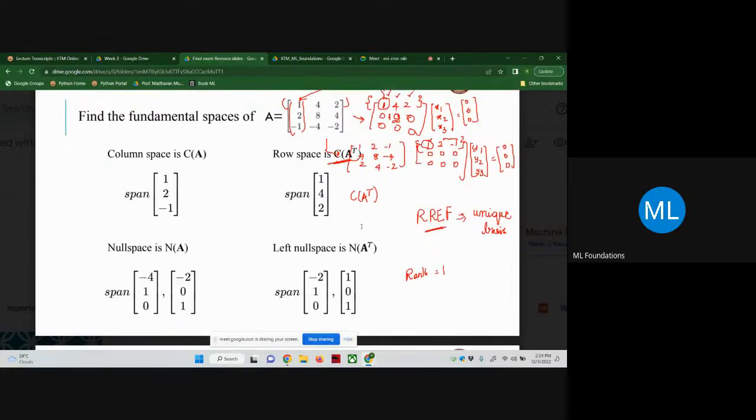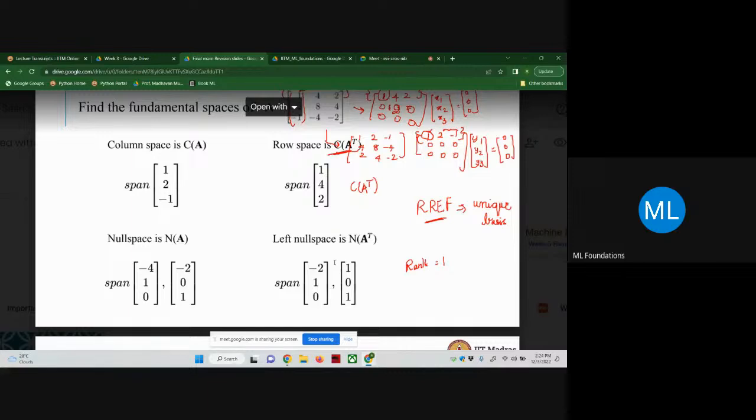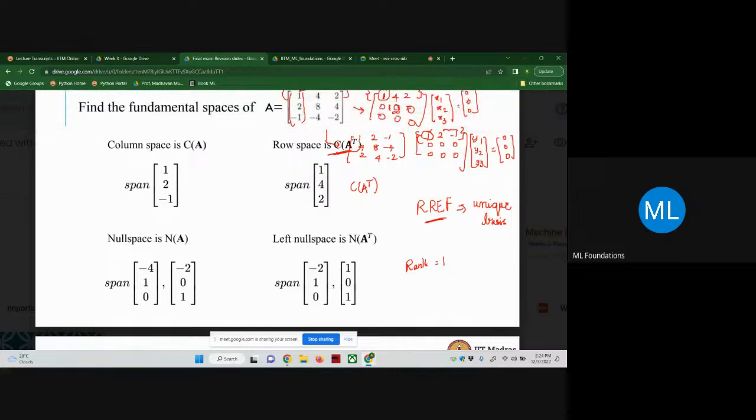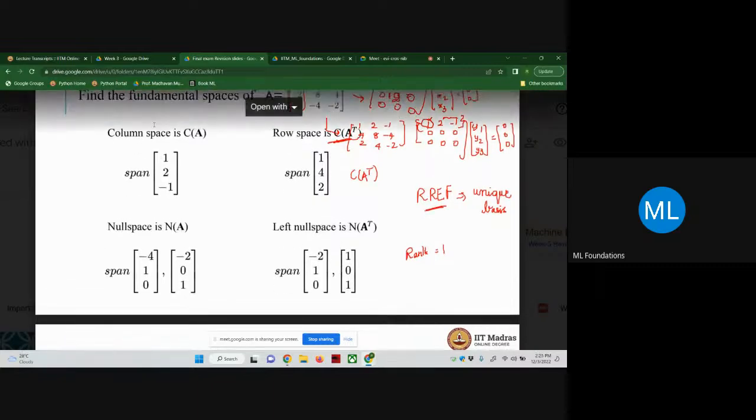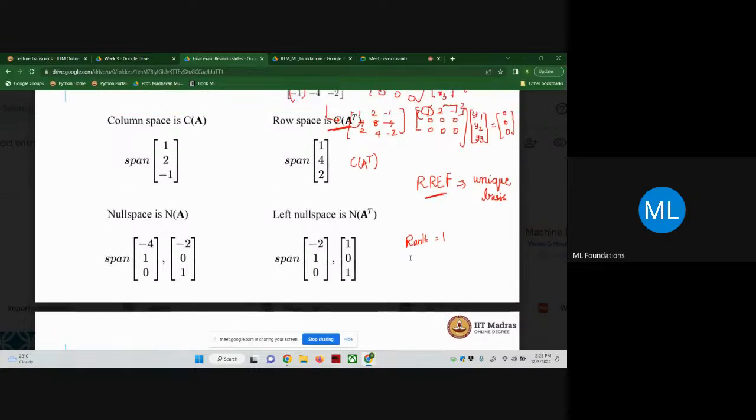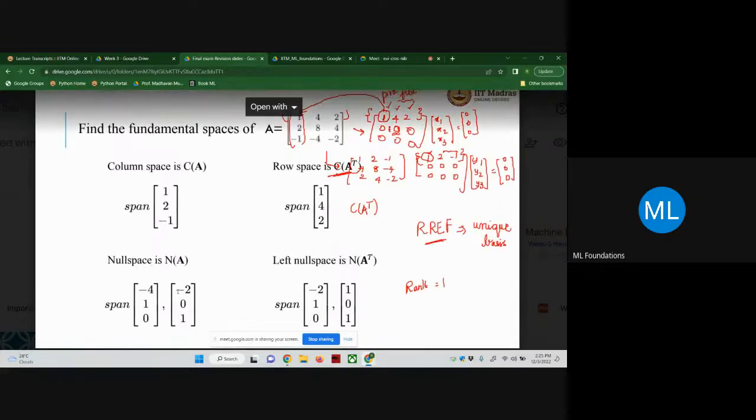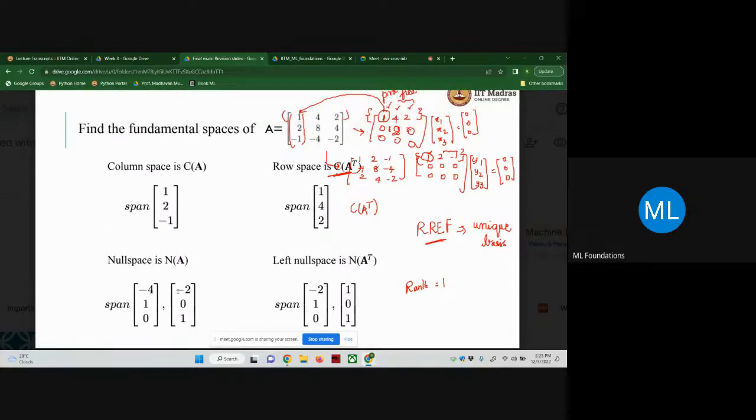You can then get the solutions for it. Similarly, for the left null space, since the rank is equal to 1, the dimension is going to be equal to 2. And we know that the dimension of the column space of A is equal to the dimension of the row space of A, which is equal to the rank. I haven't solved for this null space, but you can solve that easily using Gaussian elimination.